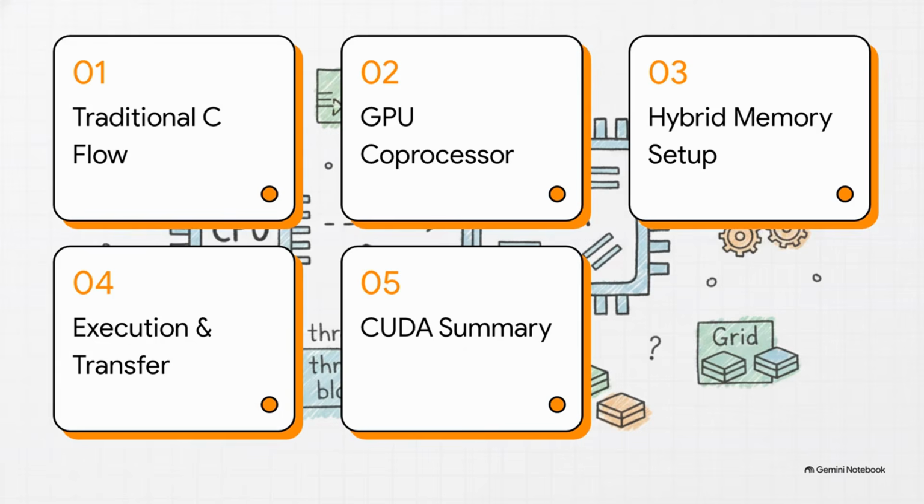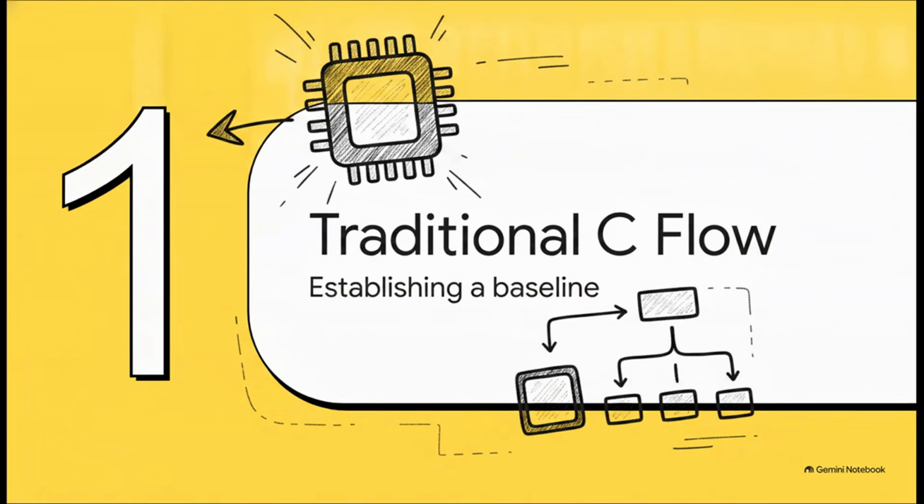Here's our quick roadmap for today. We'll start with the traditional C program flow, look at the GPU coprocessor solution, move into setting up hybrid memory, cover execution and data transfer, and wrap it all up with a complete CUDA summary. Let's get to it. Section 1.